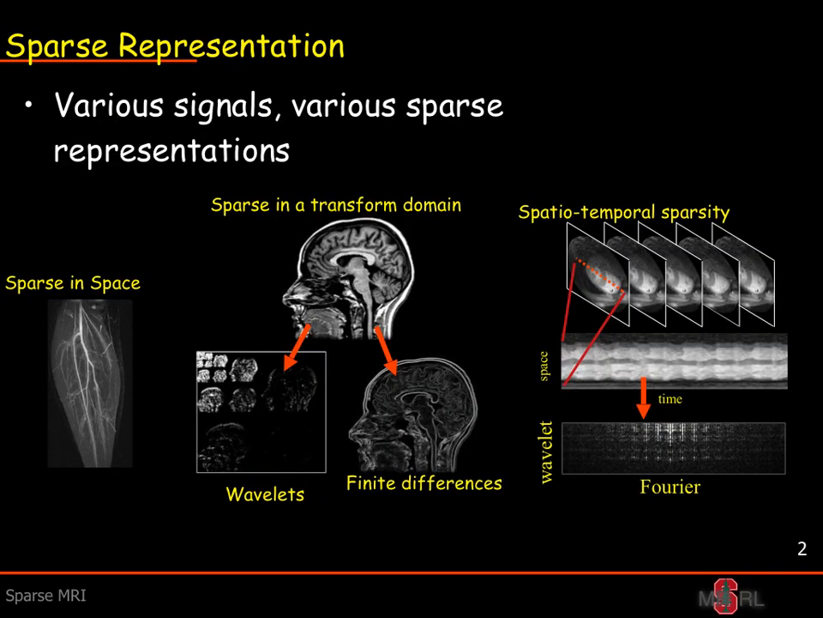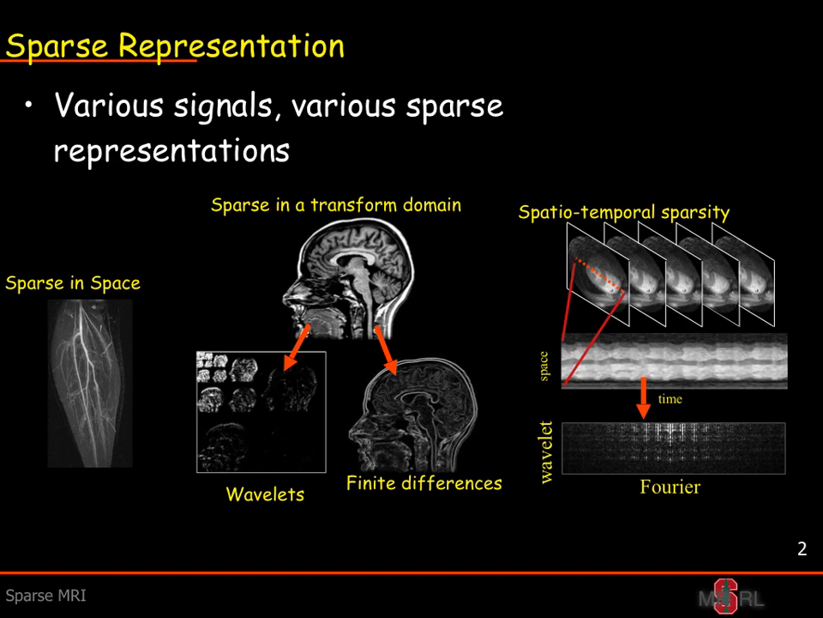But this can be optimized further. Different signals have different best transforms to compress them. For example, there are signals we encounter in MRI that are sparse in space, such as angiograms, where we have bright signals that are relatively flat in intensity inside veins and a uniform dark background. These signals are already sparse in space. They can also be sparse in a transform domain, like we talked about on the previous slide. An image of the brain can be sparsified by taking it to a wavelet domain, or it can also be sparse in a finite difference domain.